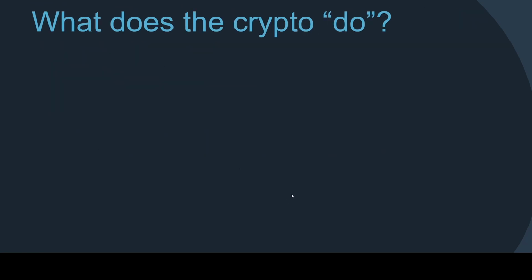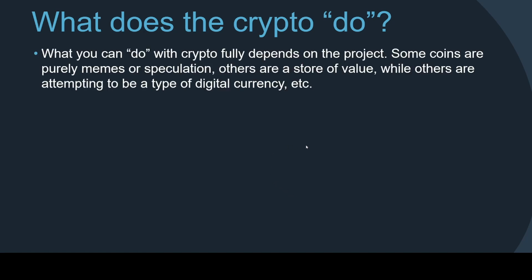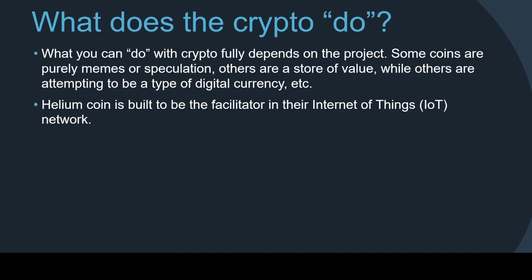Now, the next thing I want to run through relatively quickly is what does crypto do, per se, right? Because what crypto does depends on the project. And this should be part of your investment analysis when you're looking into it: what does it do? Does this seem useful? Do I think that other people will want this? Is it going to add value in some way? That's essentially what you're looking for, right? I mean, some are purely memes, some are store of value, others are attempting to be a type of digital currency, some are trying to bring the internet on chain. There's a whole bunch of stuff, right? But you need to understand what it does.